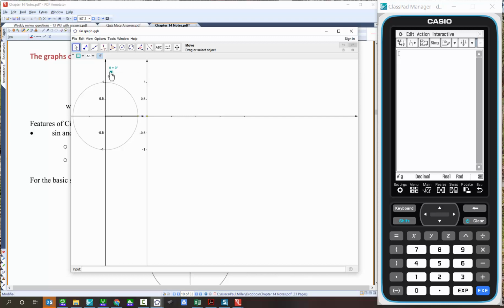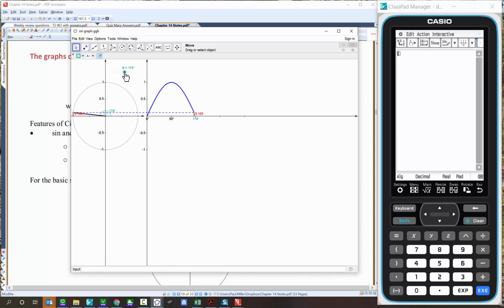See what happens. Here we go. You can see the y values increase all the way to 1. Now what do you think will happen? As I increase past 90 degrees, the y values will decrease and go back down to 0. It's going to be symmetrical because this is a circle. That's one of the cool things about circles, it's going to go back down. So it should do that.